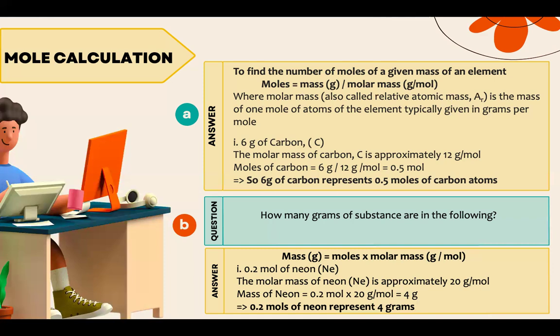0.2 moles of neon. The molar mass of neon is approximately 20 grams per mole, and the mass of neon is 0.2 multiplied by 20, you get the value of 4 grams. So as a conclusion, 0.2 moles of neon represent 4 grams.